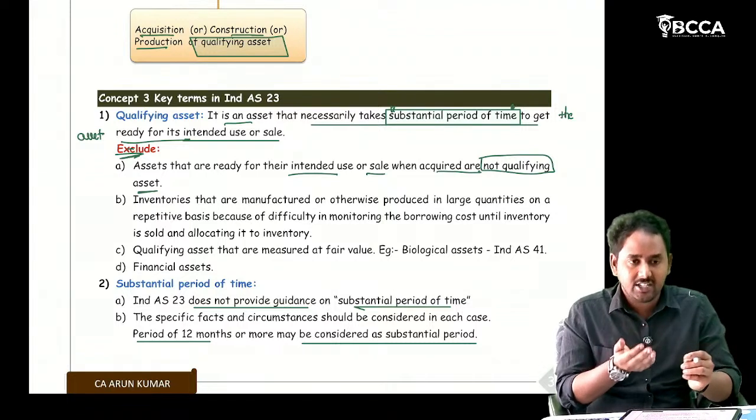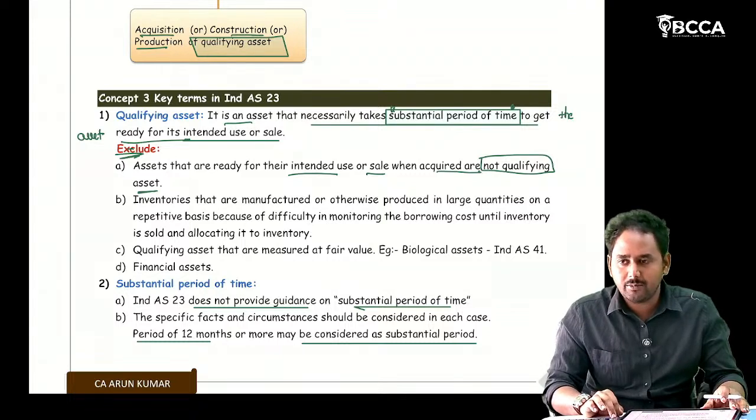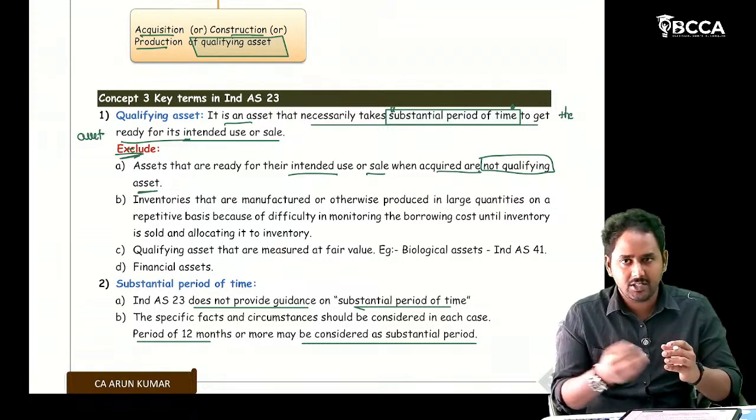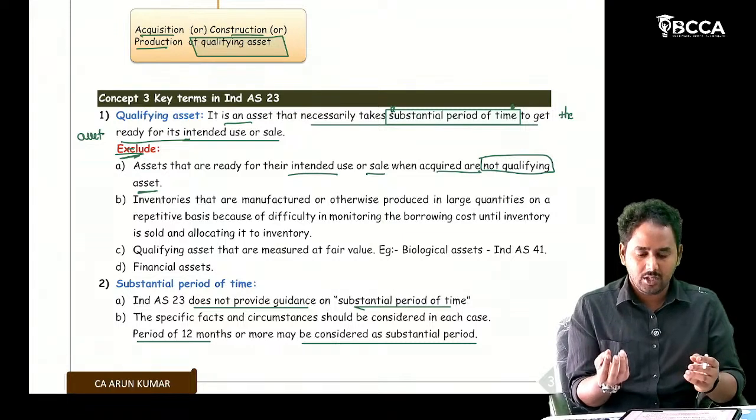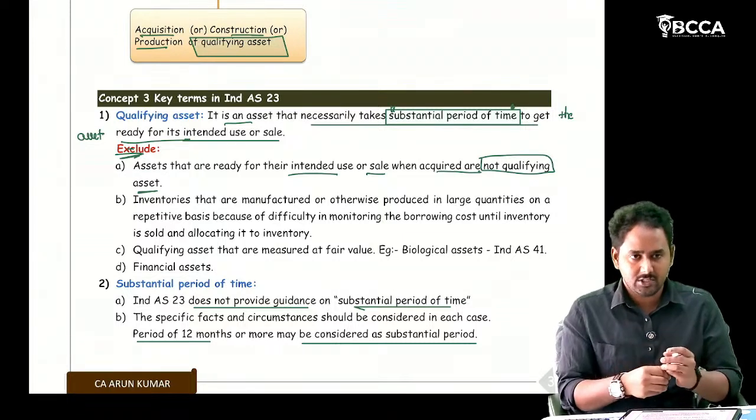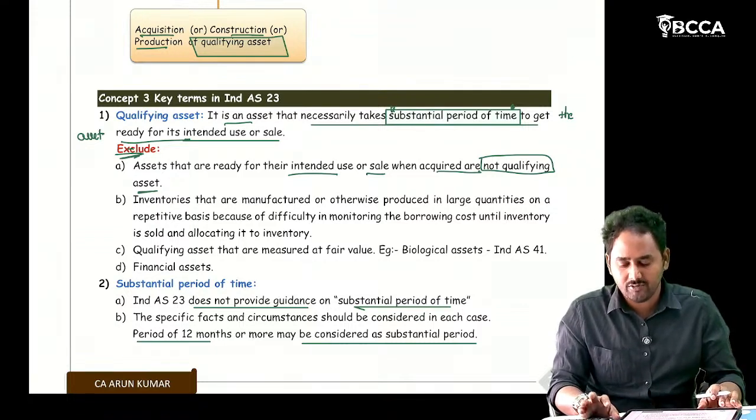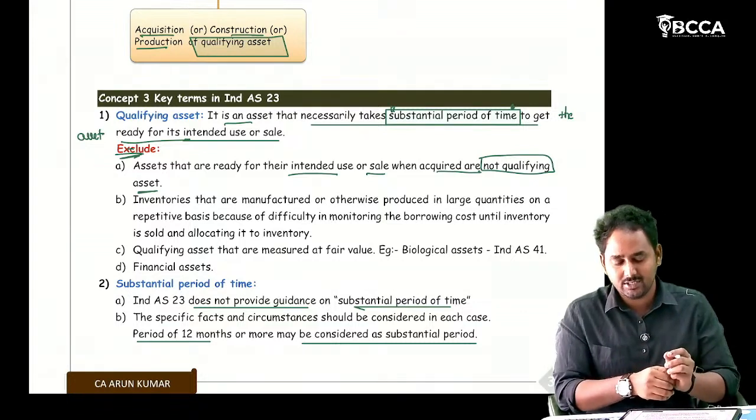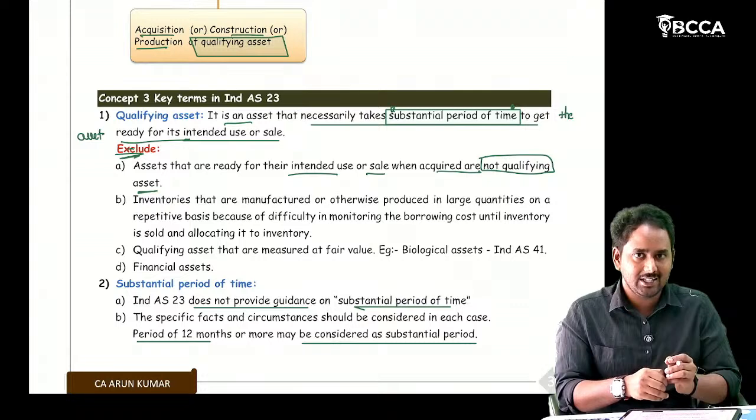For example, for the construction of one machinery, it will take almost 15 months. So I have taken a loan for this construction of the machinery, and I am using this loan amount on the construction. Whether this machinery is a qualifying asset or not? Yes, this machinery is a qualifying asset because it takes 15 months for it to be ready to use in my business. Then the interest amount paid on that loan amount should be added to the cost of the asset until the asset is ready for use.